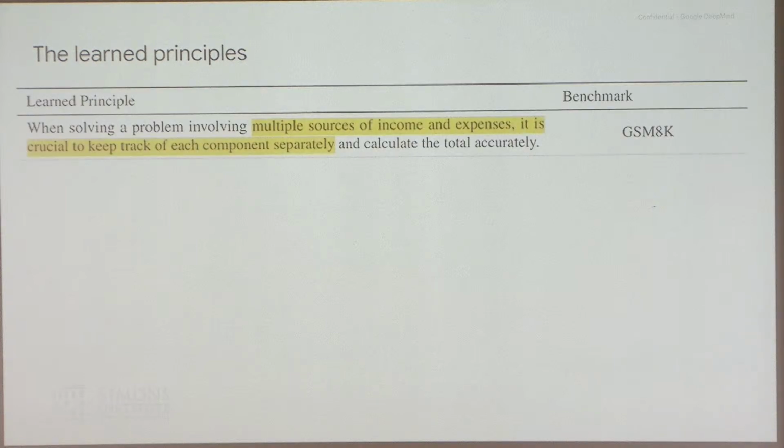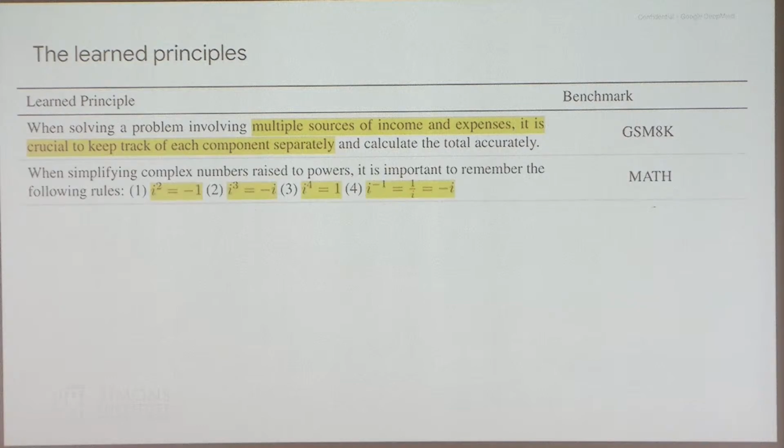Okay, we got to the interesting part of what are those learned principles. So here are some of them in the GSM-8K benchmark. One of the principles was: when solving a problem involving multiple sources of income and expenses, it is crucial to keep track of each component separately and calculate the total accurately, which makes sense. In math, when simplifying complex numbers raised to powers, it is important to remember the following rules about imaginary numbers, that i squared equals -1 and so on.